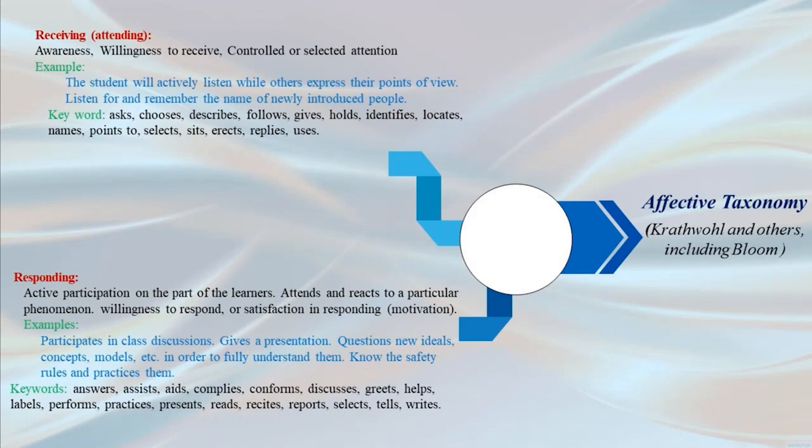The first level in affective taxonomy is receiving or attending. In this level, it is expected from learners to have awareness and willingness to receive and show selected attention. For example, the student will actively listen while others express their point of view. Or students listen for and remember the name of newly introduced people. As you see, you notice attention in these examples. Some verbs that we can use in these objectives are like locates, names, points to, or selects.